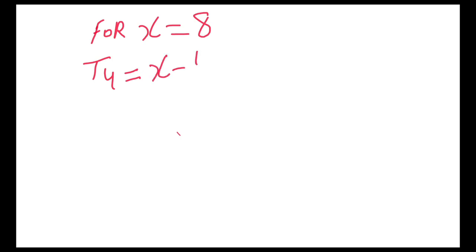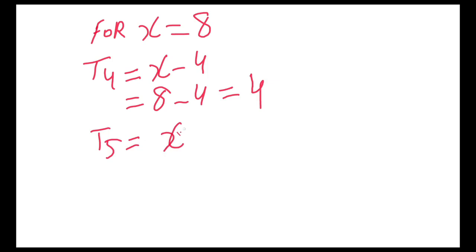Now first of all we need to determine the terms for each possible value of x. So first for x equal to 8, remember we got two values of x. The term 4 is x minus 4. In place of x I'm going to substitute 8 minus 4. The answer will be positive 4. So T5 we have x plus 2. In place of x I'm going to put 8 plus 2. The answer will be 10.